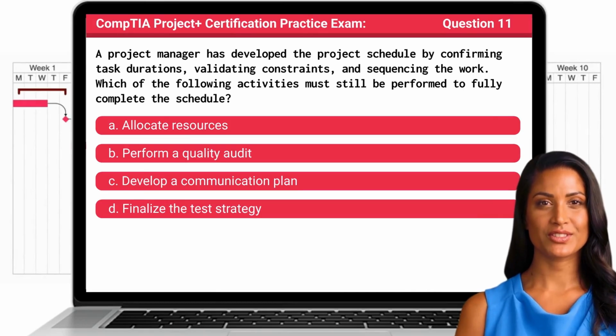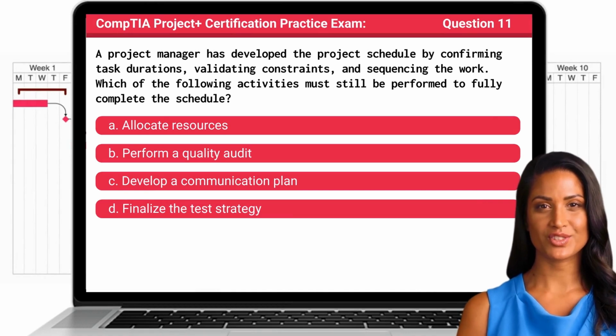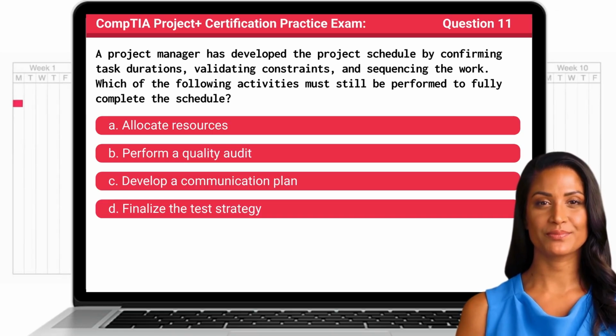Question 11. A project manager has developed the project schedule by confirming task durations, validating constraints, and sequencing the work. Which of the following activities must still be performed to fully complete the schedule?